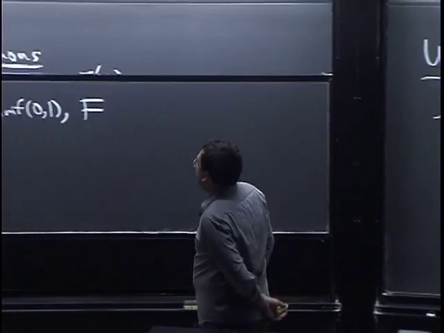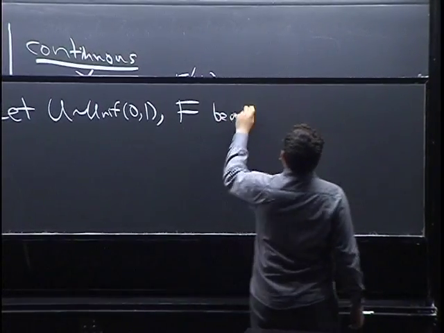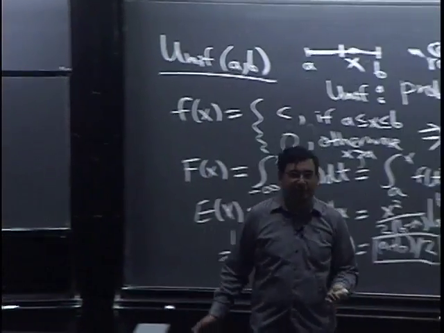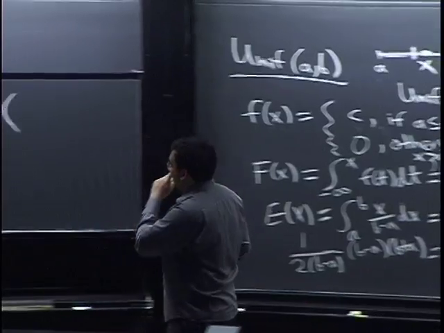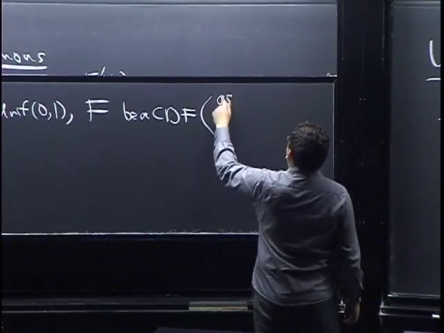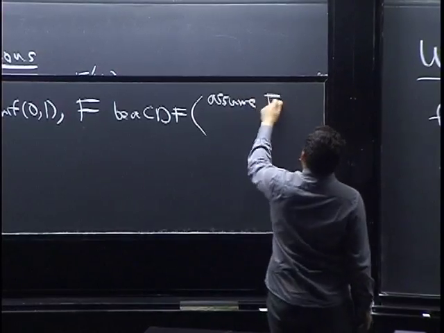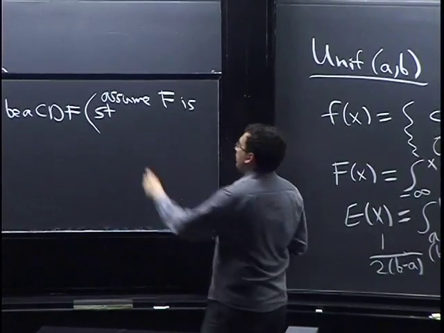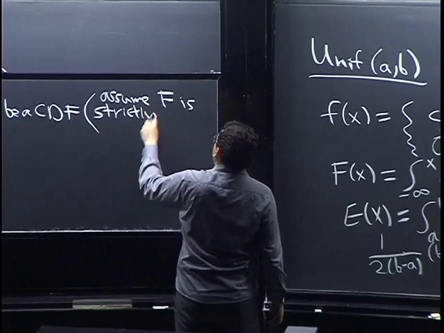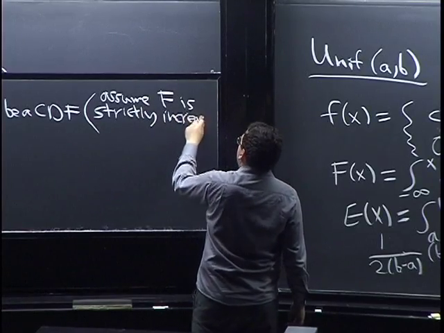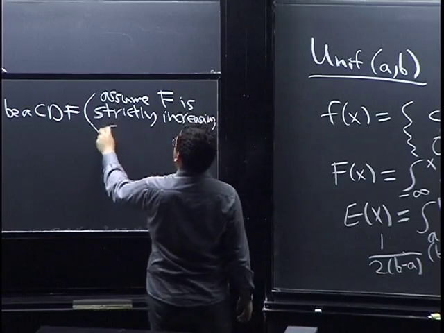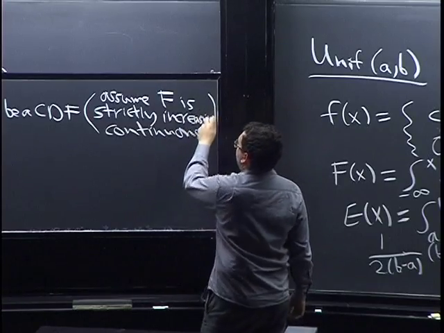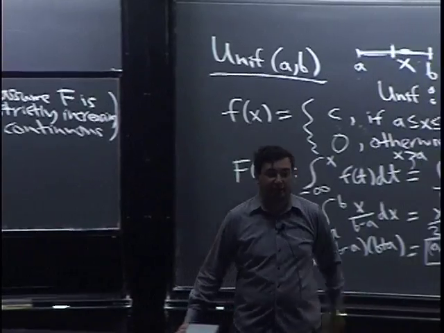Okay? So let F be a CDF, and it's possible to generalize this further, but to make this something that we can do fairly quickly, let's assume that F is strictly increasing, so we don't have to deal with flat regions. And let's also assume that F is continuous as a function, just so that we don't have to think about jumps right now, though you can generalize this.